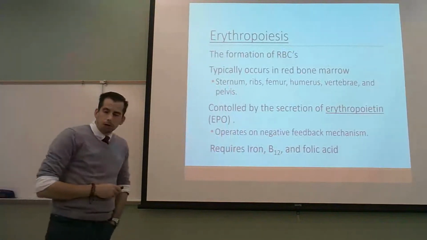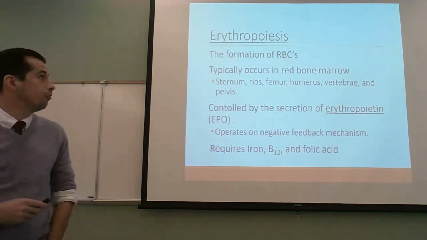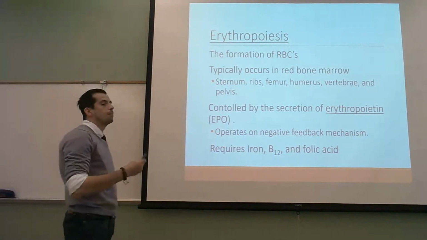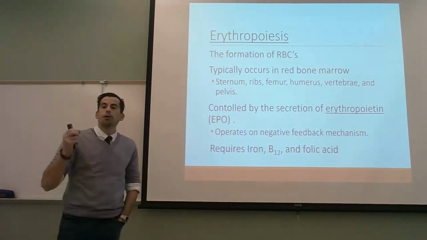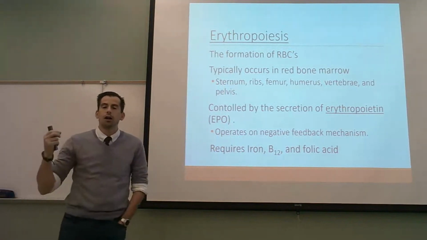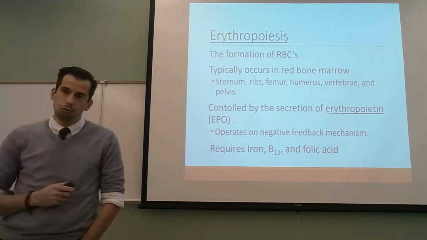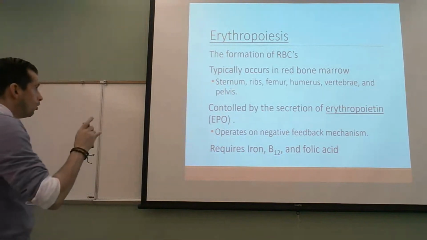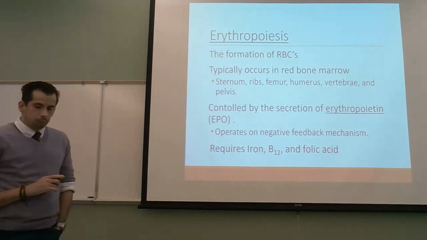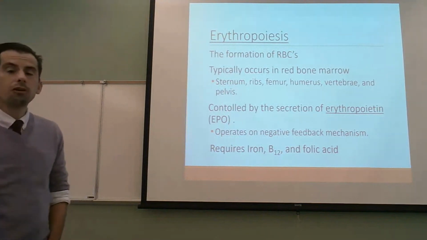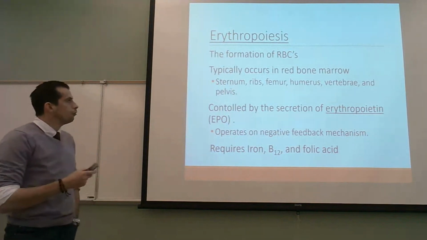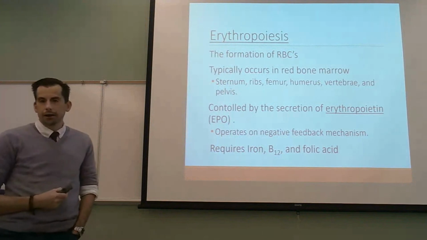When we look at red blood cell production, we're going to call it erythropoiesis. Now, going back to what we discussed last time about red blood cell function, its primary function is going to be to carry oxygen and carbon dioxide to and from the tissues. That's going to occur primarily in the myeloid tissue of the red bone marrow, most notably sternum, ribs, femur, humerus, vertebra, and pelvis. This is going to be driven in a negative feedback type of manner.